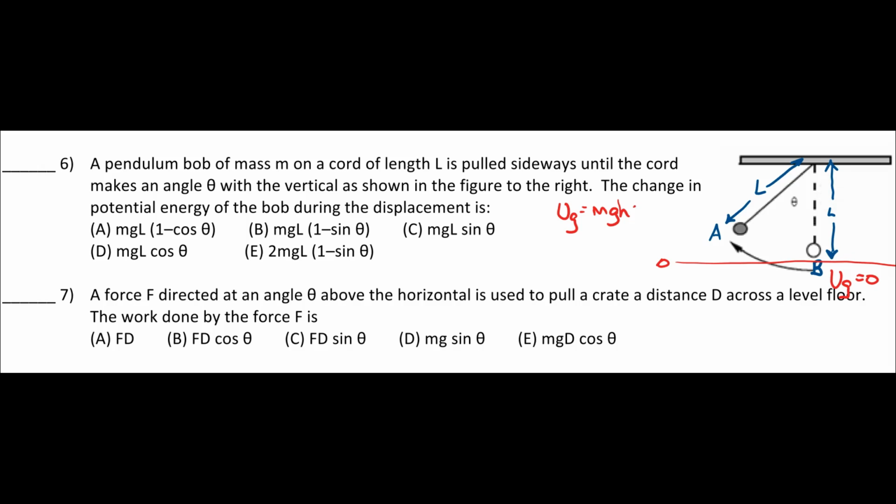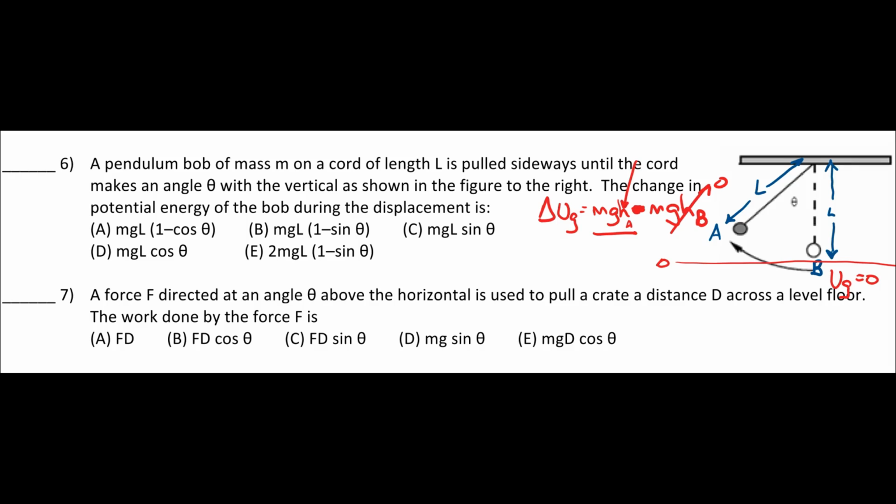If I wanted to formalize that, I could say that the change in gravitational potential energy is mgh at A minus mgh at B. But at B, it's 0, and so therefore it's just the mgh at A to find the change. The trick in this problem really isn't seeing that. It's being able to describe this letter h, mg times h, in terms of the length of the pendulum.